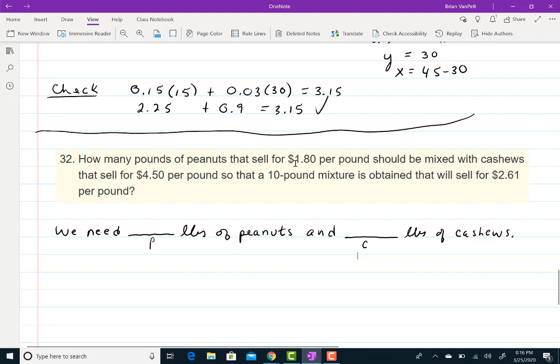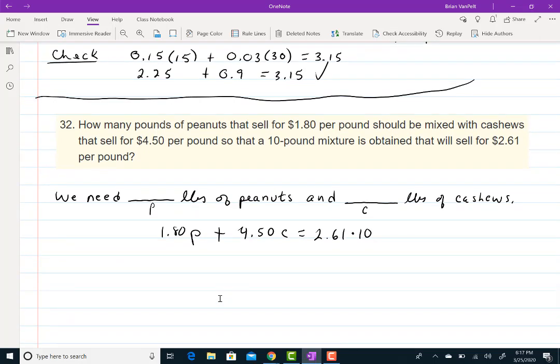So cashews sell for $4.50 a pound and peanuts are $1.80 a pound. And we want a 10-pound mixture out of the deal. So we want P pounds of peanuts, but they sell for $1.80 per pound. And added to that, we have $4.50 per pound times cashews. And we know it's 10 pounds, and it's supposed to sell for $2.61 a pound. So there's one of my equations.